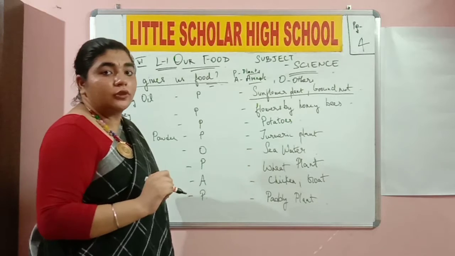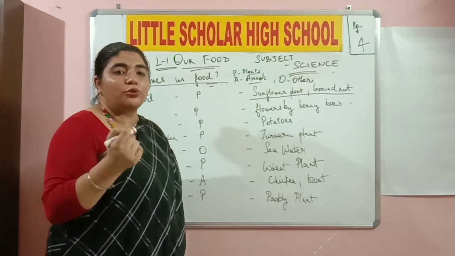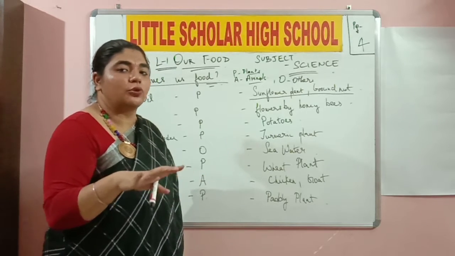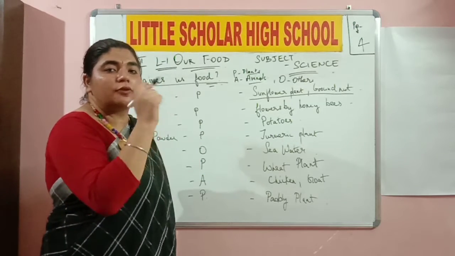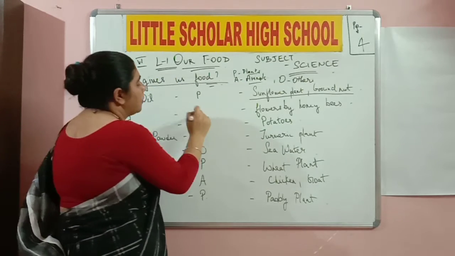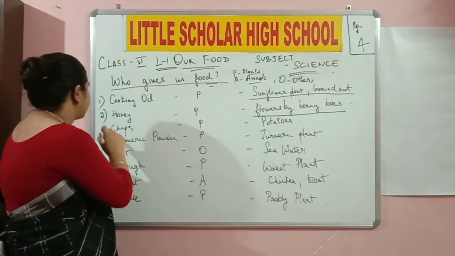Honey. What do you think? Where do we get honey from? The first thing that might have struck your mind must be honeybees. But from where do the honeybees get it? Do they already have it in their bodies all the time? No. They're going to suck in from the nectar of the flowers. So basically honey is also originally from plants. Mention over here: from the flowers by honeybees.